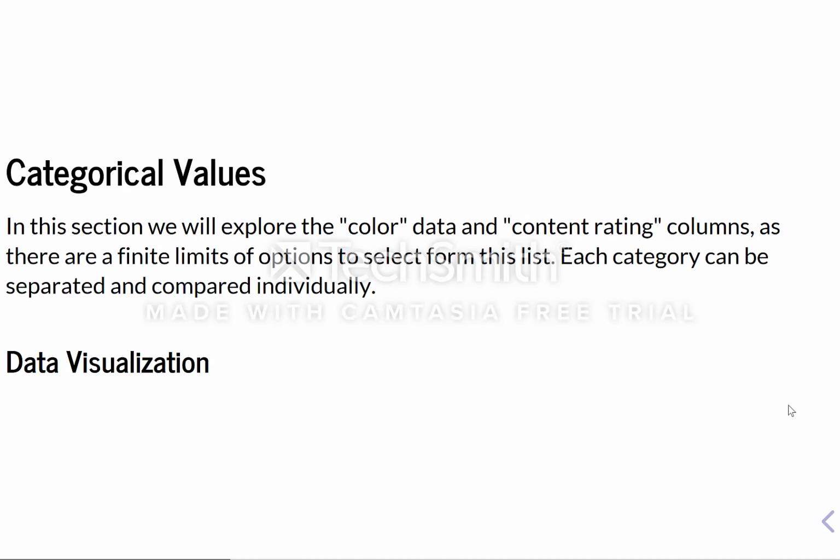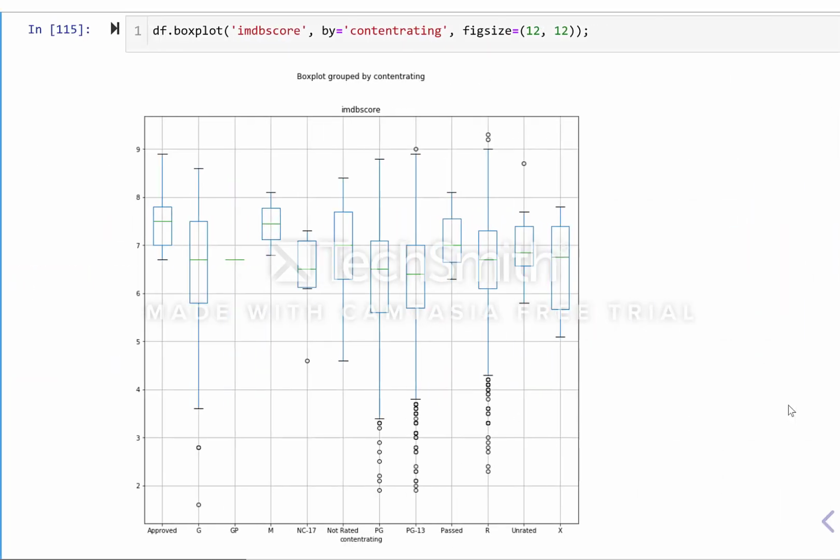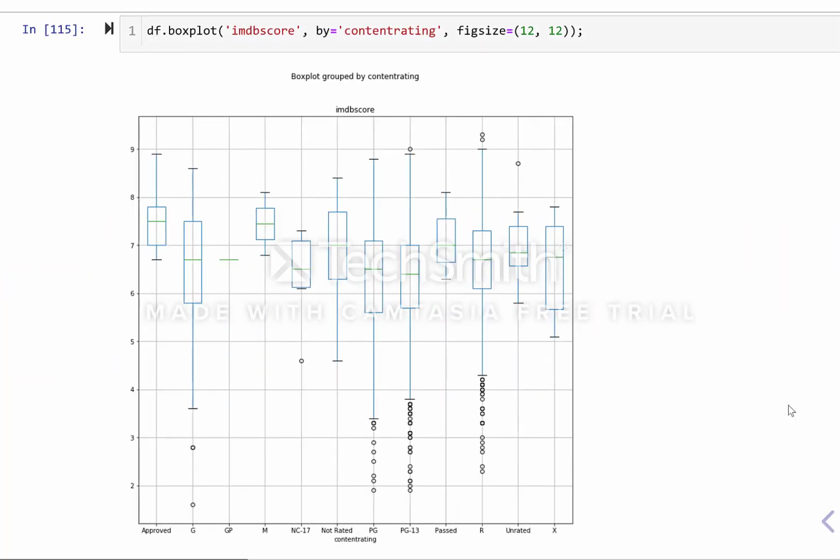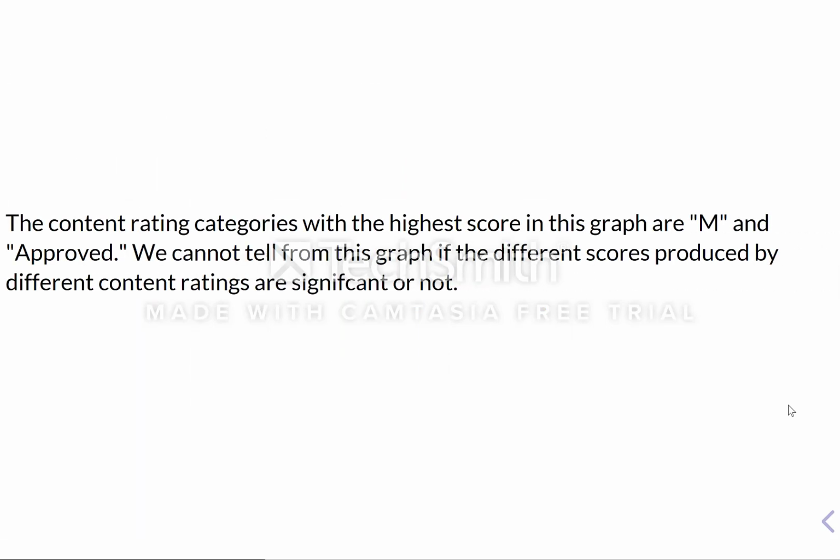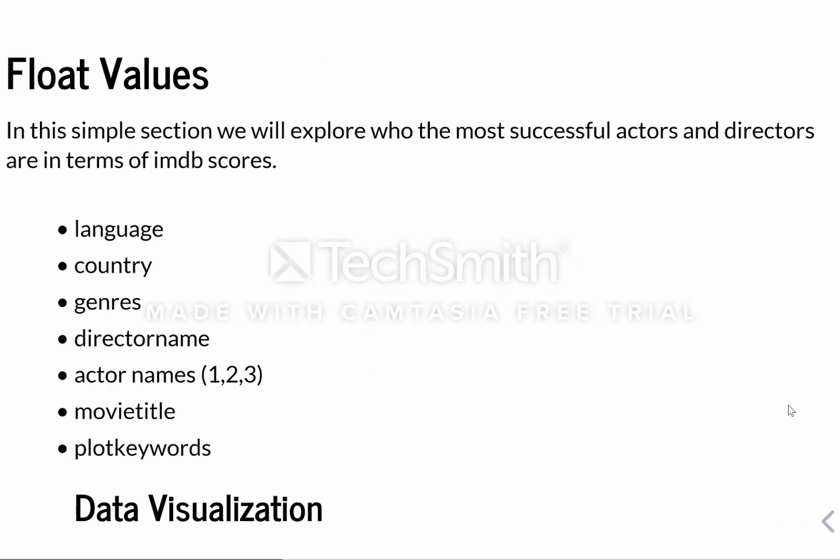Categorical variables include color and content rating. We can figure out which of those is the best and compare them and see if they have an impact on IMDb score. Here's the content rating box plot. See the average of each of the different content ratings. The categories with the highest scores in the graph are M and approved. We can't tell if they're significant or not, but there is a difference.